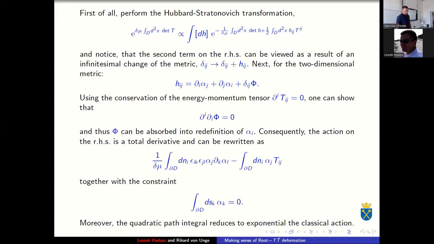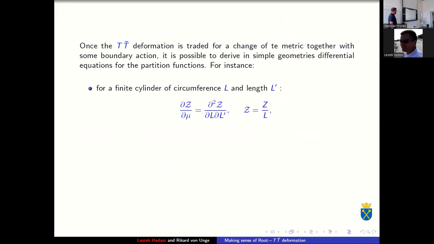So if you have a trivial space-time manifold, you do not obtain anything interesting. There is also some constraint which will be defined, and we will discuss this in detail. Let me only mention that, as you see, we have created this TTbar deformation from some change of metric given by these alphas, and the boundary action containing this alpha. Okay, and from this, in some simple geometries, one can derive quite a simple equation.